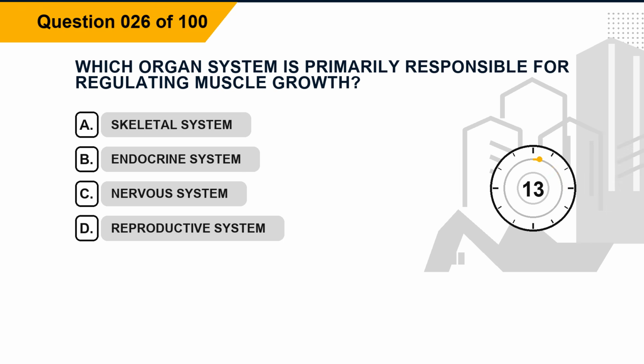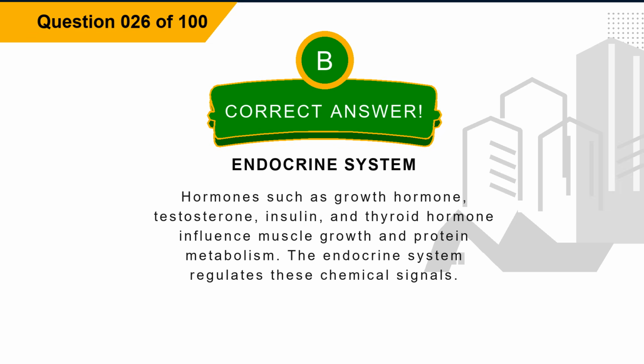Question 26. Which organ system is primarily responsible for regulating muscle growth? Option A, skeletal system. Option B, endocrine system. Option C, nervous system. Option D, reproductive system. The correct answer is option B, endocrine system.